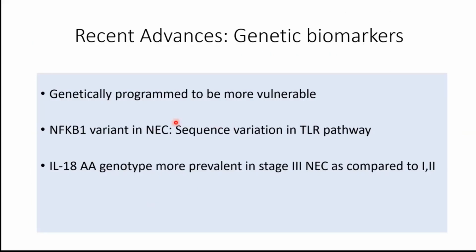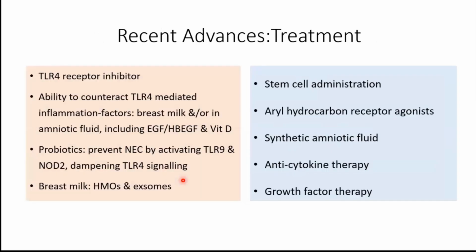Now, under genetic biomarkers, genetically programmed individuals are more prone to NEC. It has been studied, and research is ongoing, to elucidate various genes which generate proteins involved in NEC development, like the NF-kappa B1 variant in NEC, and various sequence variations in the TLR pathway have been studied. Also, it has been studied that interleukin 18 genotype is more prevalent in stage 3 NEC as compared to stage 1 or 2.